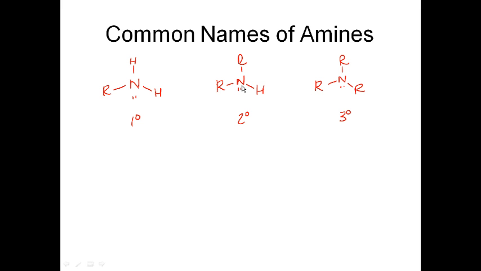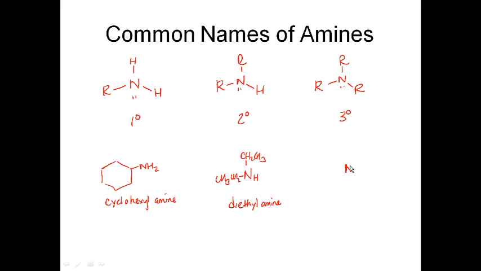As far as naming and coming up with the common names of these amines, basically you're just going to name the alkyl groups that are attached to the amine. So for instance, if you had, I don't know, something like this, in its common name, this would be cyclohexylamine. You could end up with diethylamine. Or commonly, a common one might be something like triethylamine or trimethylamine.